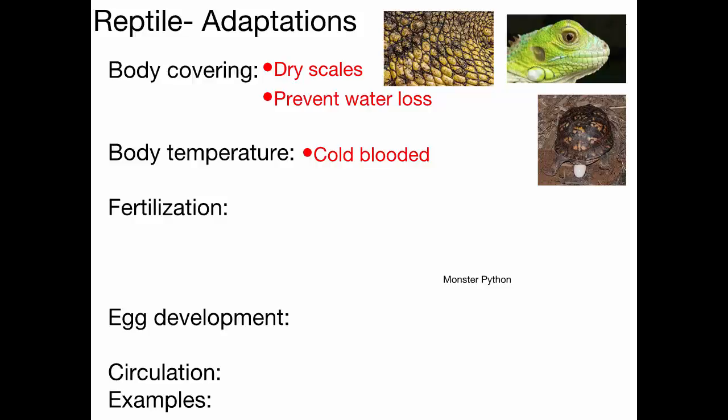Or if you ever had a pet reptile at home, what do you put in their cage with them? Heated stuff, rocks or heat mats or stuff like that, or a light. That's because they need that heat to help warm up their body.